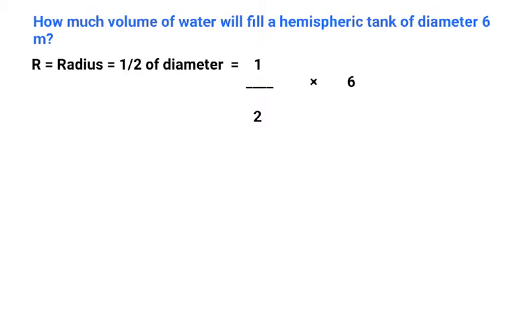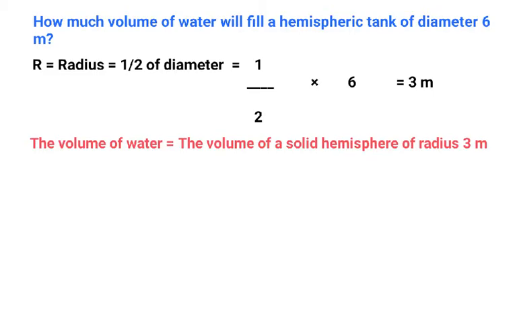So we'll say 2 into 2 will give you 1, and 2 into 6 will give you 3. Now you are left with 1 times 3. 1 times 3 equals 3. So your radius is 3 meters.